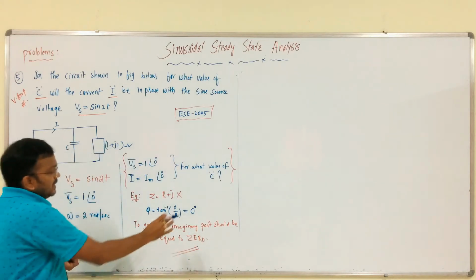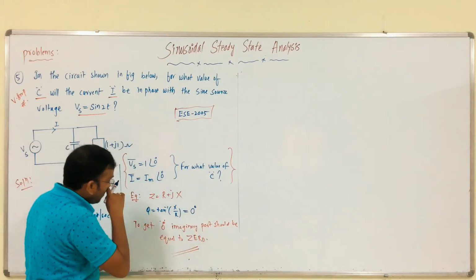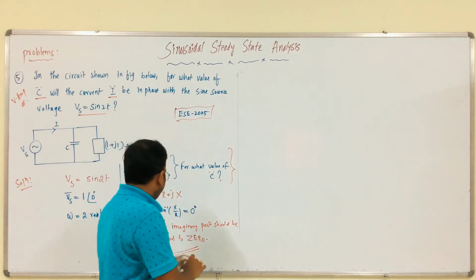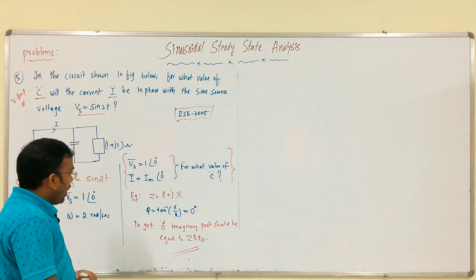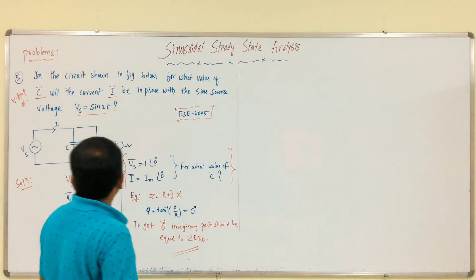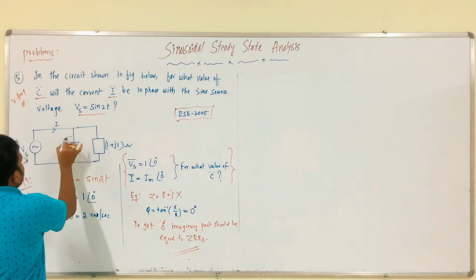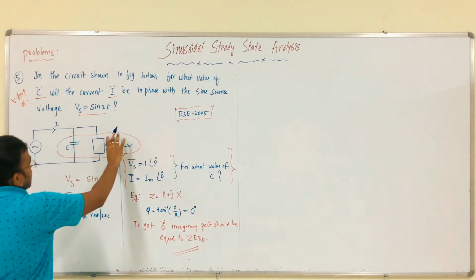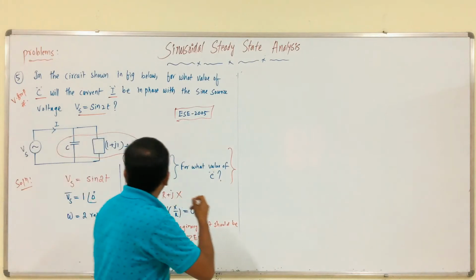To get 0 degrees, the imaginary part should be equal to 0. Then we will start the problem. I think you have a clear idea about this problem, clear? So first we have to calculate the Z equivalent, from this connected in parallel with this branch, that is it. Okay.